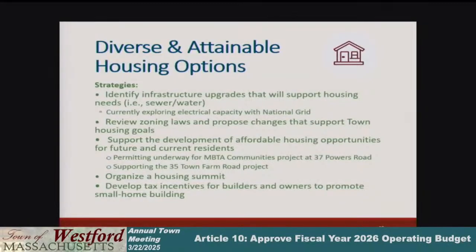This could include our 35 Town Farm Road project that Choice is currently out for funding for, and permitting underway for MBTA community projects such as the 37 Powers Road project.